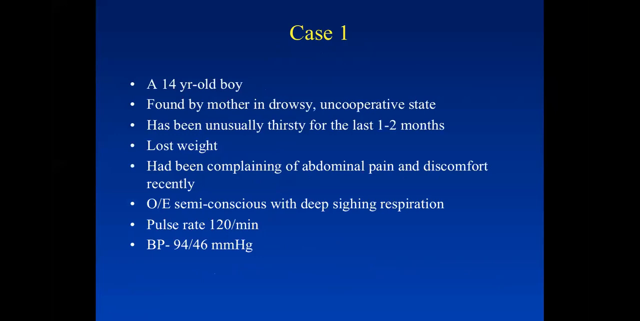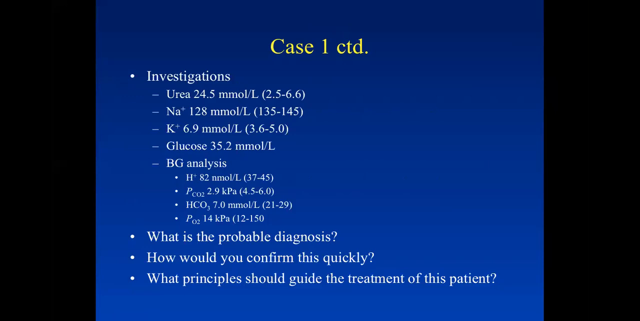A 14-year-old boy found by the mother drowsy, thirsty, with abdominal pain. He has deep sighing respiration, high urea, high potassium, low sodium. This doesn't say anything about ketonemia or ketonuria, but since he's having acidosis and high blood glucose level, he is likely to have diabetic ketoacidosis.